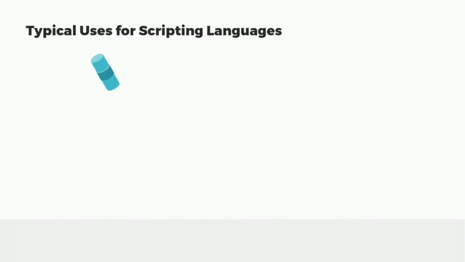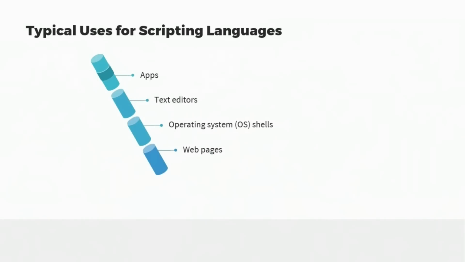Typical uses for scripting languages include providing automation and enhancing functionality in various types of apps, including mobile apps, text editors, operating system shells, web pages, computer games, and embedded systems. But in short, if you're able to accomplish the required task with a scripting language, then that's all that really matters. So it will simply come down to what kind of functionality you need for your projects and whether scripting languages can provide you with a solution.